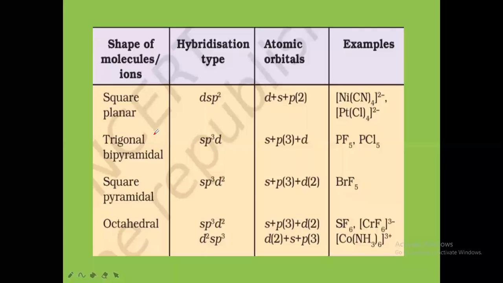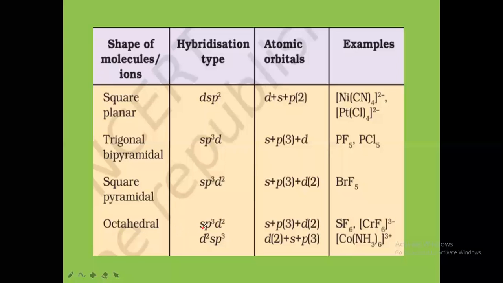So PtCl4 2-, platinum tetrachloride with 2- charge, is also square planar geometry. Trigonal bipyramid is sp3d hybridization, in which 1 s orbital, 1 d orbital, and 3 p orbitals mix. Examples: PCl5, PF5. Square pyramid is sp3d2, with examples like BrF5, bromine pentafluoride. This compound is formed between 2 halogens, so it is called an interhalogen compound.